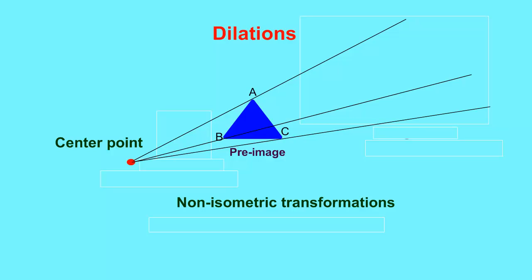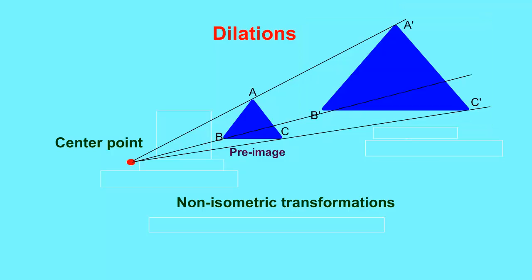To get the image, in this case, if you move from the center point to the pre-image and then even further away from the center point, you would get an image that is larger than the original pre-image. So A prime, B prime, C prime is proportionally larger than ABC. If that's the case, they call this, shockingly, an enlargement. Now, if you move from the pre-image closer to the center point along these lines that we've drawn, the image would actually get smaller than the original pre-image. A double prime, B double prime, C double prime is a cute little chip off the block of ABC. When the image gets smaller than the original, we call that a reduction.